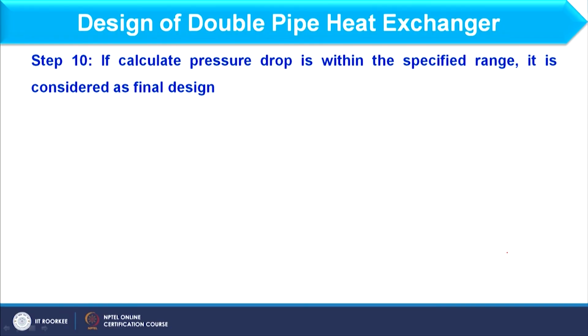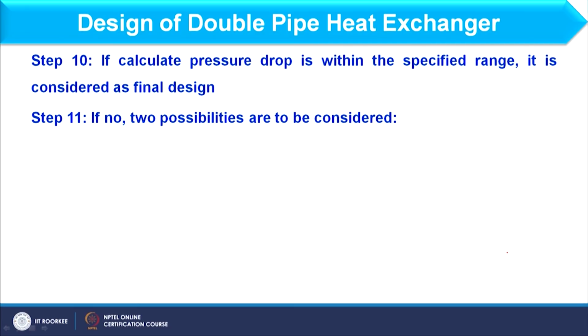Now we will compare the calculated pressure drop with the permissible limit. If it falls within the permissible limit or within the specified range, we can consider that as the final design. However, if it is not falling within the specified range, we have two possibilities. Number one is we have to switch the fluid. Switching the fluid means whatever we have allocated to the inner pipe should be allocated to the annular side, and whatever is allocated to the annular side should be allocated to the inner side.